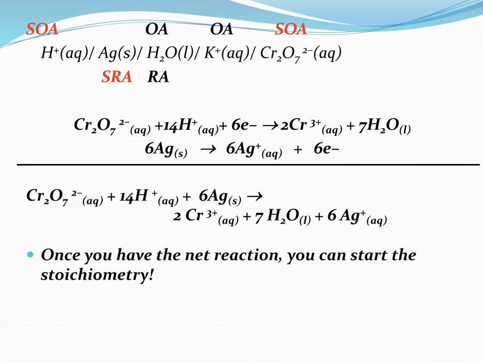Just as in the previous lesson, begin by listing all of the entities that are present, and then look in the data table on page 7 to determine which are oxidizing agents and reducing agents. Only the strongest oxidizing and reducing agents are used in the balanced equation. You will write out the reduction reaction for the oxidizing agent and the oxidation reaction for the reducing agent, and then combine them to get your net reaction. Once the net reaction is determined, stoichiometry can begin.